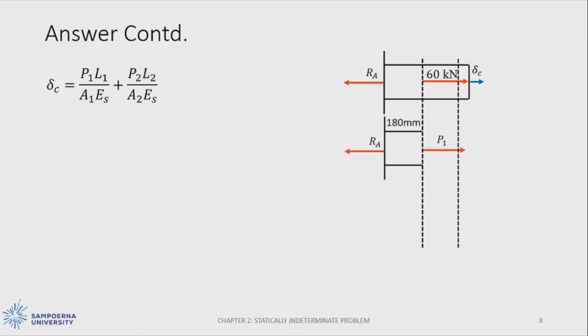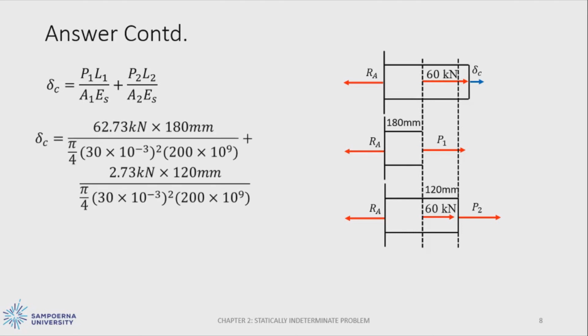Then for the P1, we can find the internal force by using sigma Fx equal to 0, so the P1 will equal RA. And for the second partition, it is similar, because it uses RA minus 60, and we get the P2. As shown in this equation, we will obtain a deflection at point C of 46.5 micrometer.